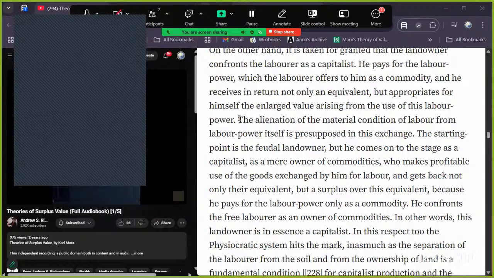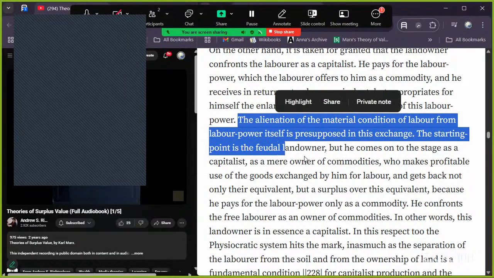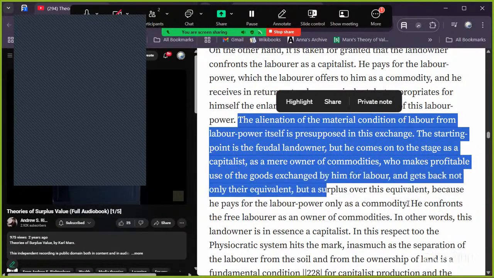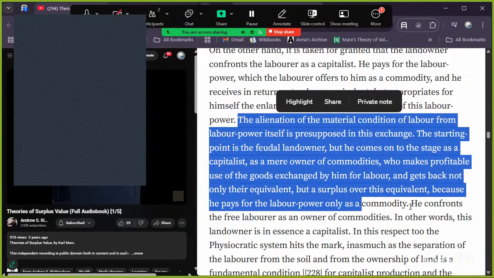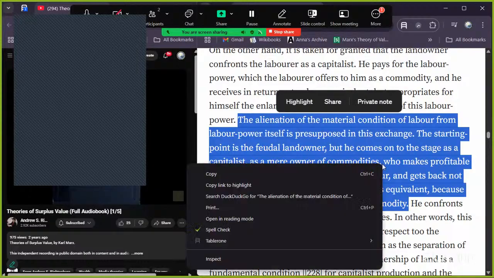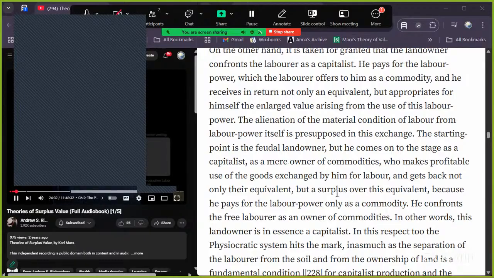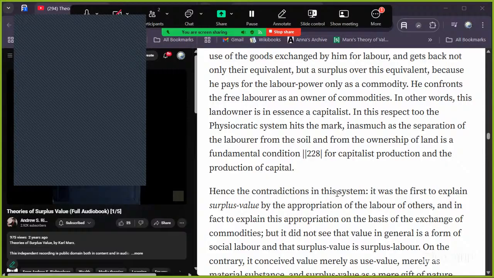The starting point is the feudal landowner, but he comes onto the stage as a capitalist, as a mere owner of commodities, who makes profitable use of the goods exchanged by him for labor, and gets back not only their equivalent, but a surplus over this equivalent, because he pays for the labor power only as a commodity. He confronts the free laborer as an owner of commodities. In other words, this landowner is in essence a capitalist.